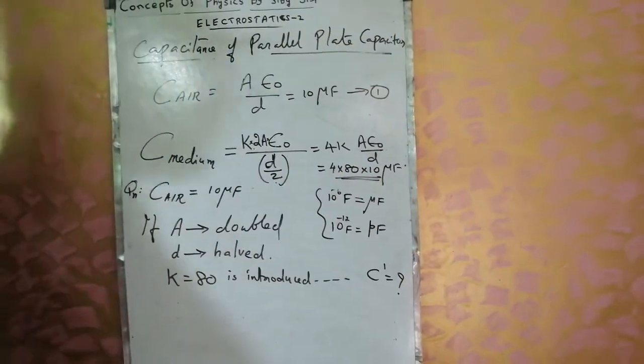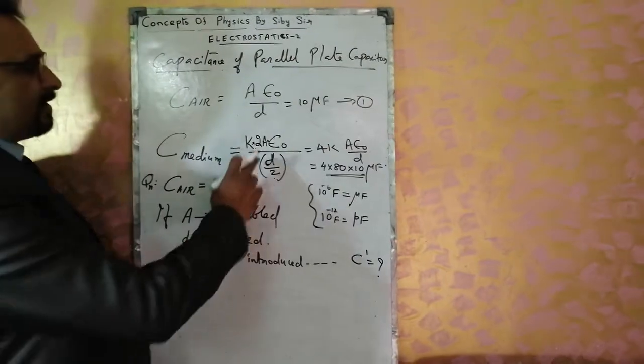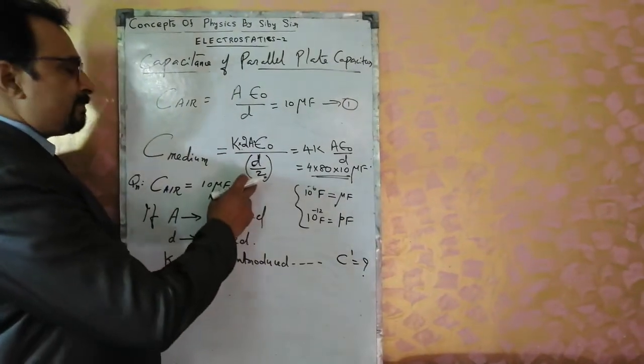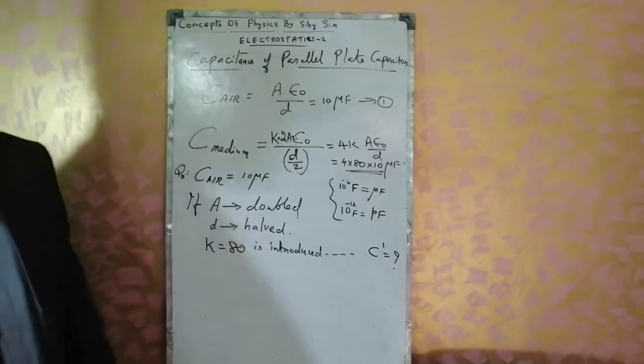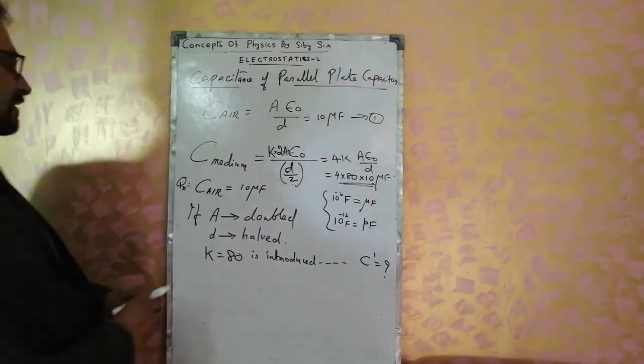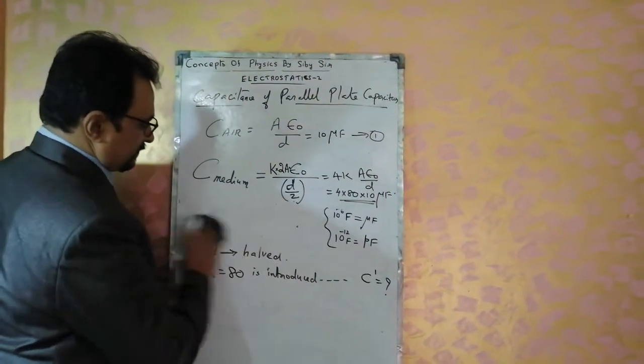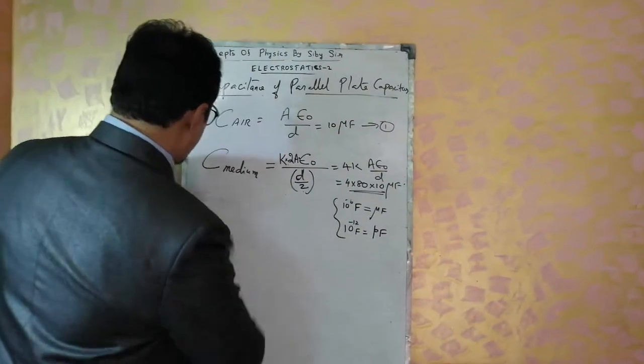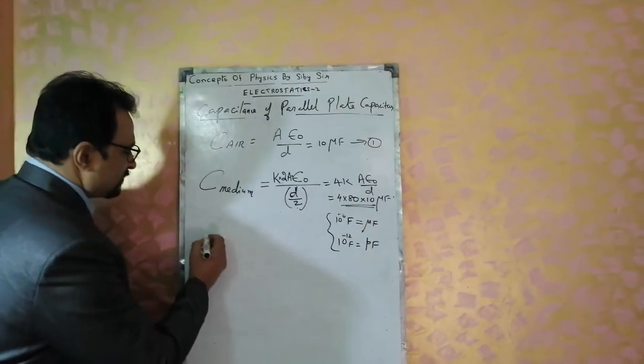From this, it is very clear that if you change area, if you change the distance between the plates, or if you change the medium in between the plates, the capacitance of the parallel plate capacitor changes. That is the meaning of this question. Now, one more question that is based on this.